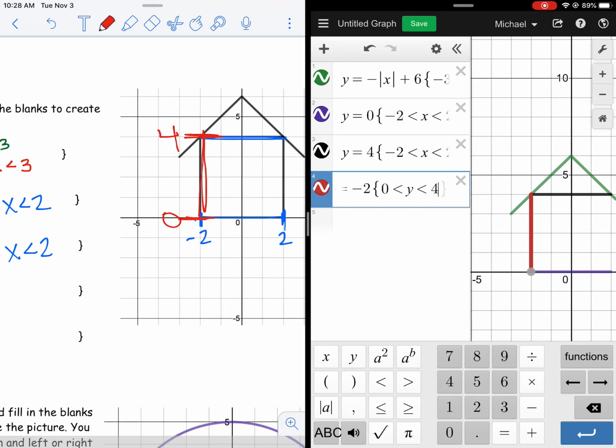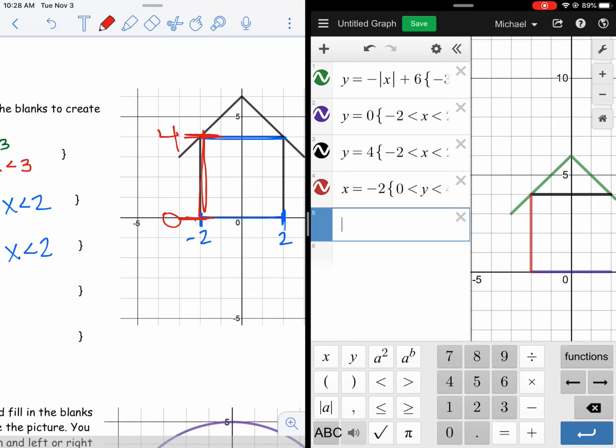Okay. So I should emphasize this a little bit. When you're cutting off the x, like these ones above, the purple and the black line, we go from left to right. When you cut off the x, you go from left to right. When you cut off the y, you go from bottom to top.